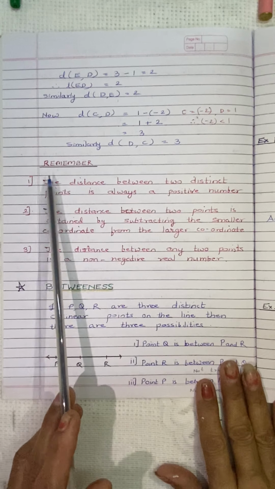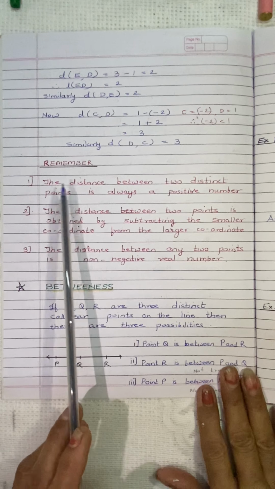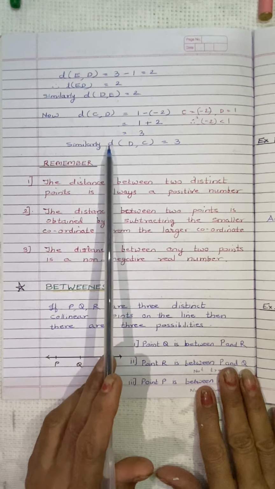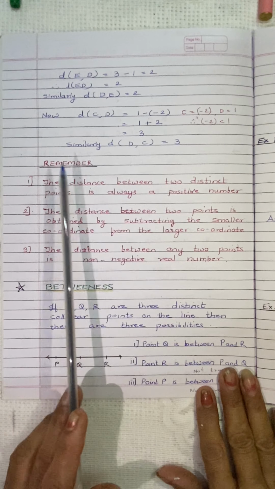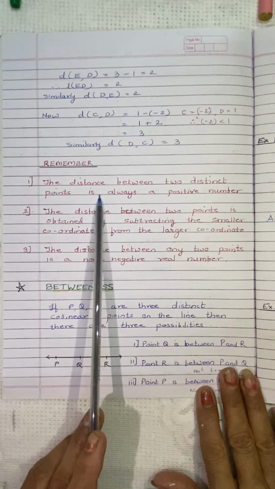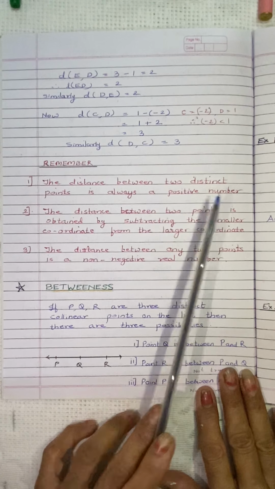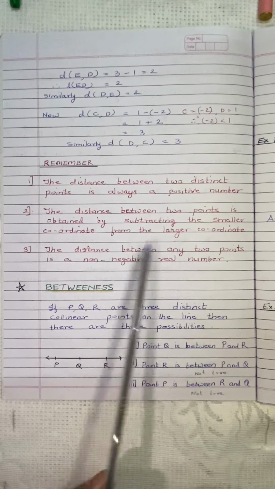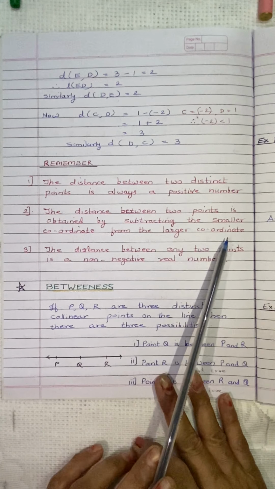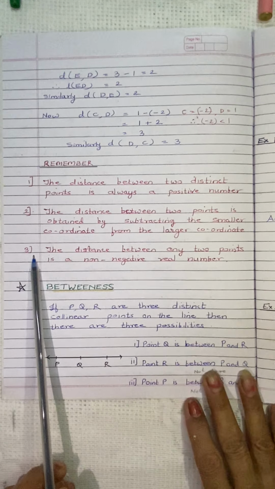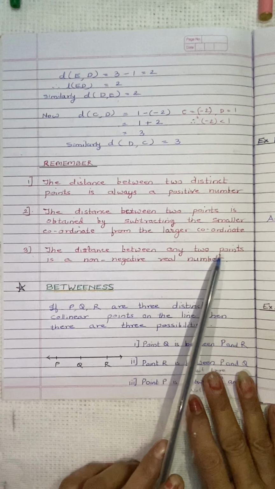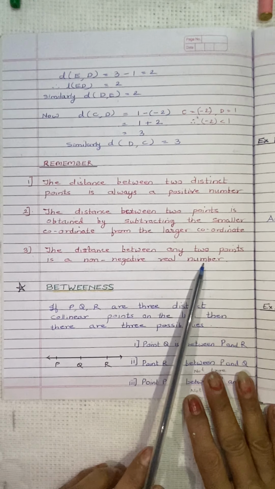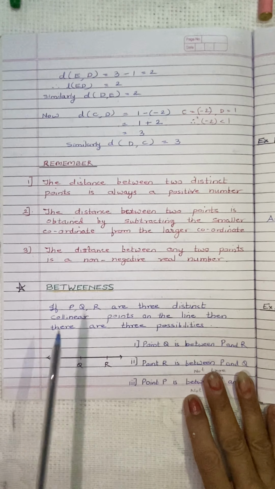Now what we need to remember is that the distance between two distinct points is always a positive number. Whenever we find the distance between two coordinates, we will always get a positive answer. The distance between 2 points is obtained by subtracting the smaller coordinate from the larger coordinate. The third important point to remember is that the distance between any 2 points is a non-negative real number. Your answer should never be in a negative form.